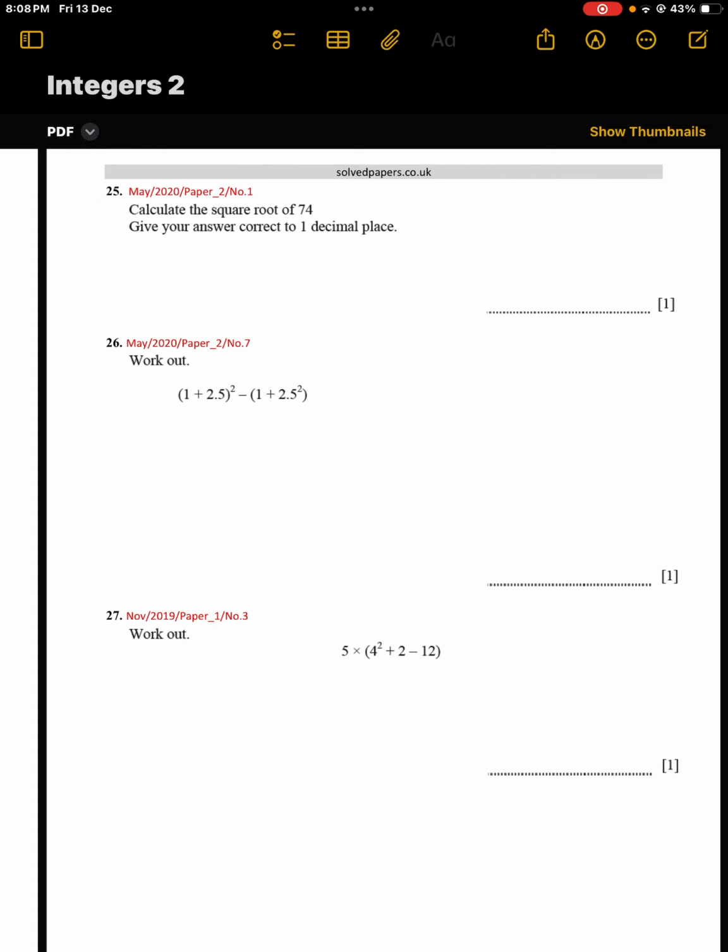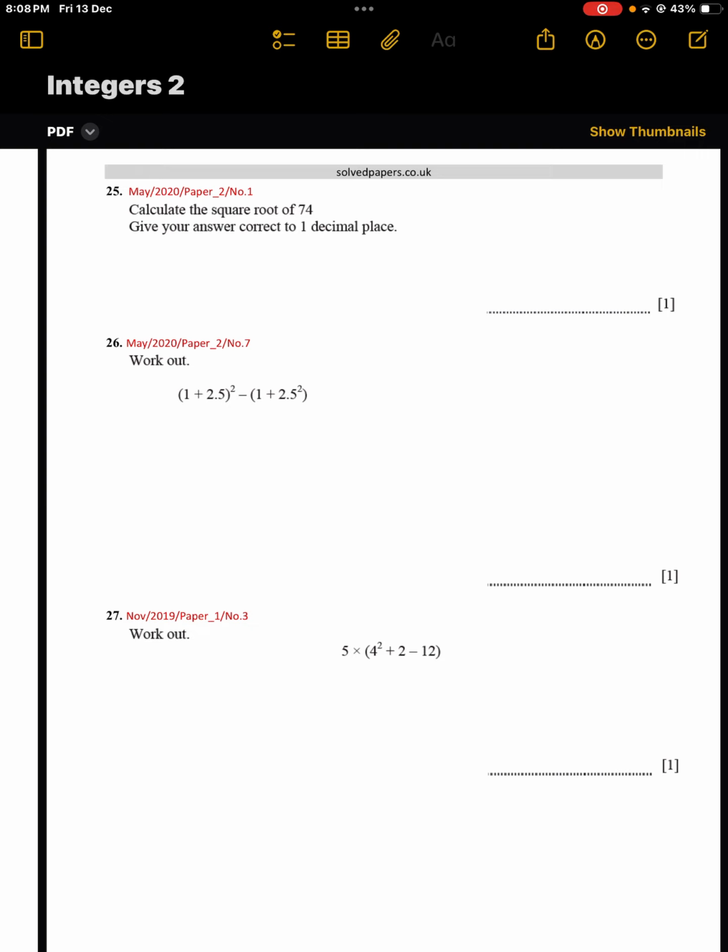Okay, moving to question number 25. Calculate the square root of 74. You can better solve this by using a calculator, and it is asking for the answer to one decimal place. So write your answer to one decimal place, which means you don't have to write the complete lengthy answer. You just need to write one digit after the decimal.